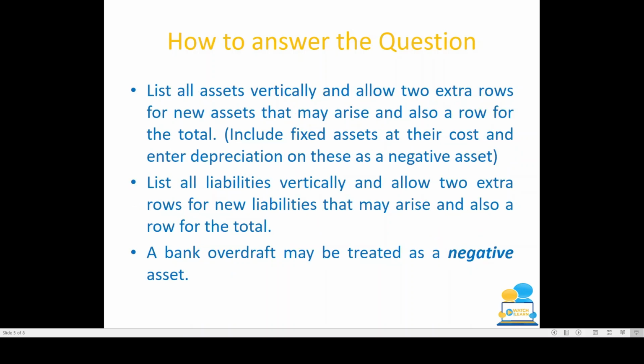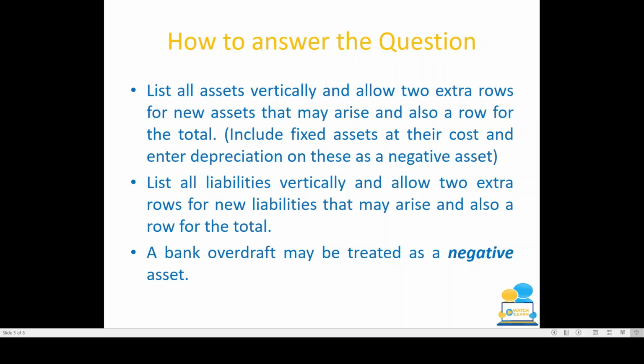So how to go about answering the question? First of all, as you saw in the layout there, you list all your assets vertically and allow 2 extra rows for new assets that may arise, and also a row for the total. So include fixed assets at their cost and enter depreciation on these as a negative asset. So instead of putting in your net book value for the fixed assets, you put in the cost as a plus and the depreciation as a negative amount in assets. That will give you your net book value.